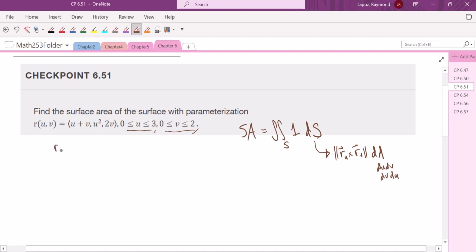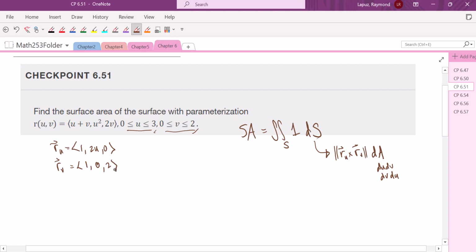But for now, we need to find Ru, the derivative of this parameterization with respect to u. So we get 1, we get 2u, and there's 0 here because there's no u in there. With respect to v, we have 1, this is 0, and this is just 2, the last component.